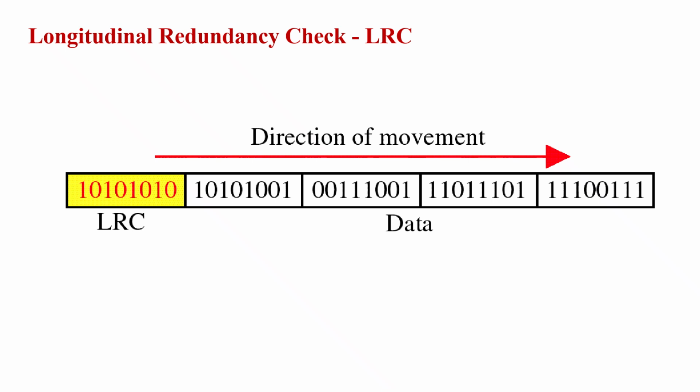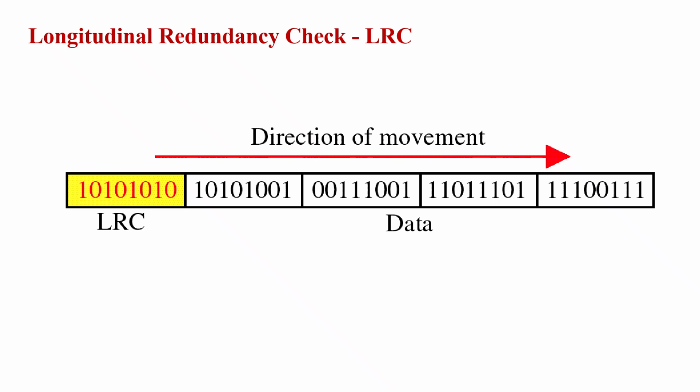LRC is an error detection technique designed to increase the likelihood of detecting burst errors, which are common during data transmission. In this method, data bits are arranged in table format with each row representing a data unit. A parity bit is calculated for each column and added as an extra row known as the LRC block. At the receiver's end, the same parity checks are performed to verify data integrity.